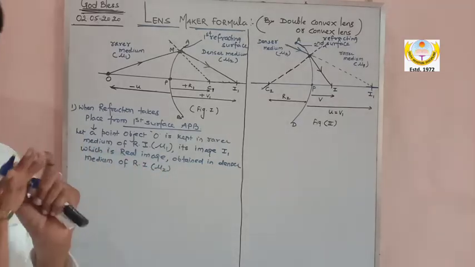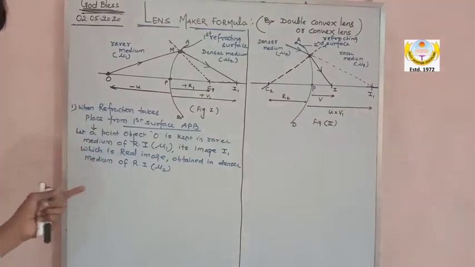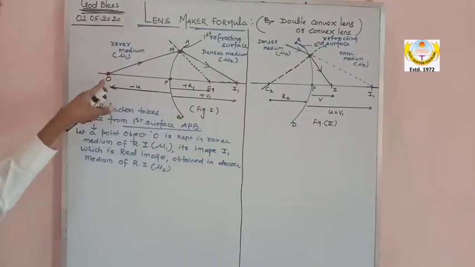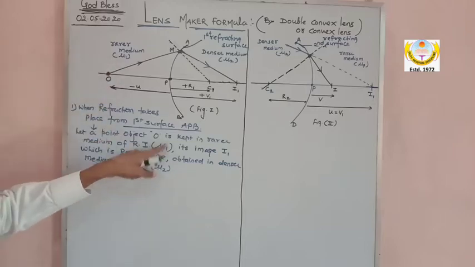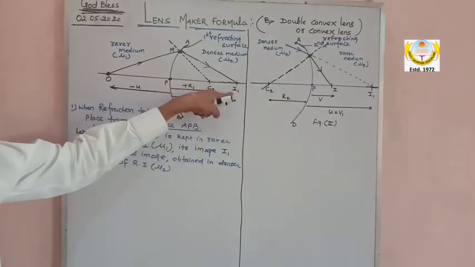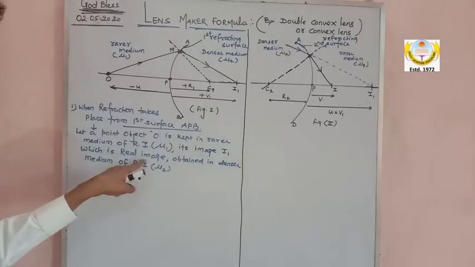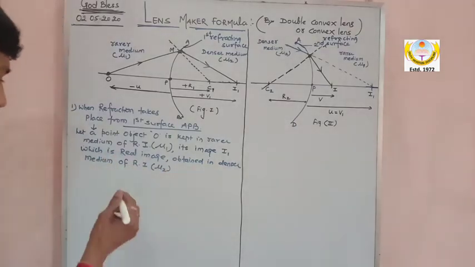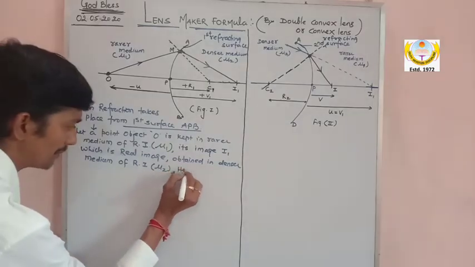Simple line. I have written a very simple line, my dear. Everybody can understand this point: a point object O is kept in a rarer medium of refractive index mu1. Its image is obtained. Its image is nothing but I1, which is a real image obtained in a denser medium of refractive index mu2. Right?